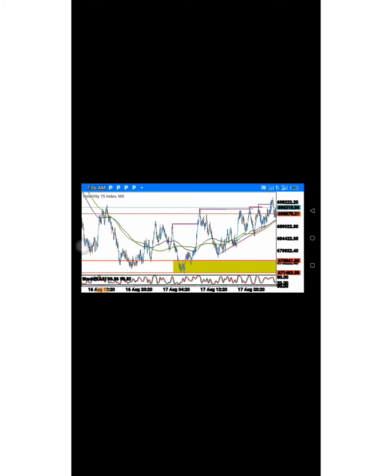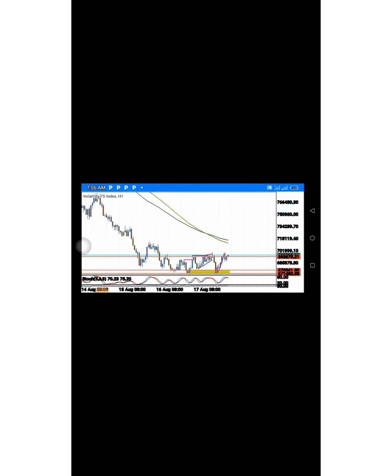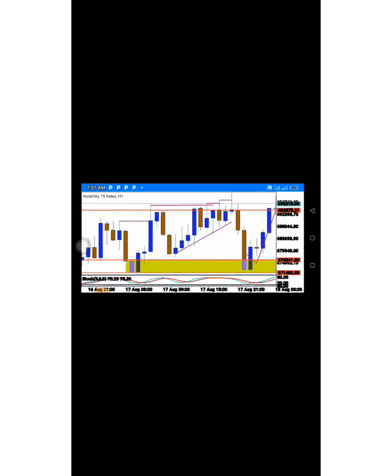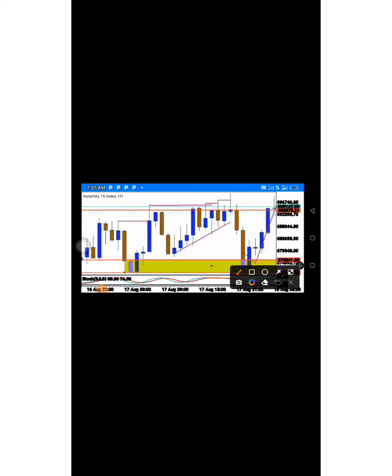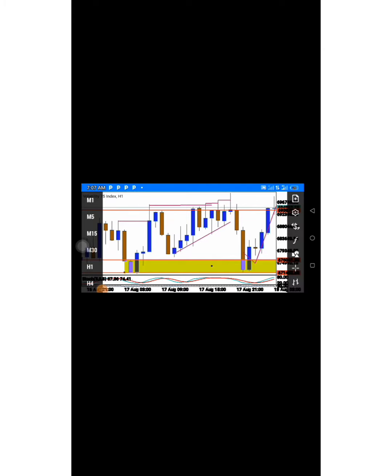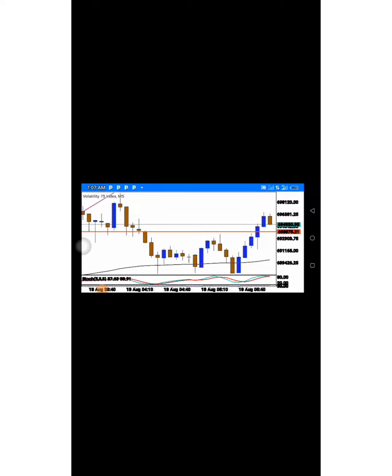let's go to our 1 hour time frame for you to see it clearly. You see this order block here. This is the last bearish candle before this movement, and it breaks structure here. So let's go back to our 5 minutes time frame and continue our explanation.